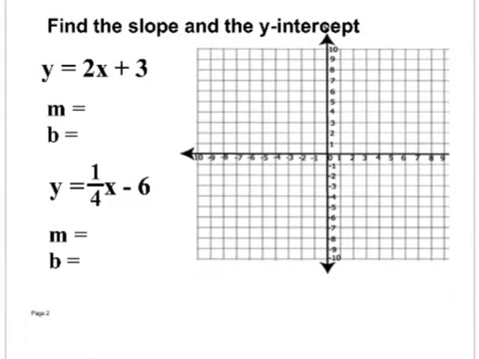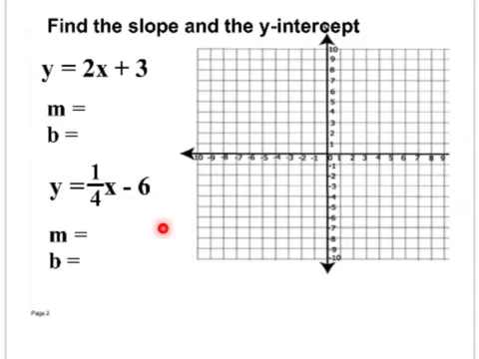What you need to do is write this down, find the slope and y-intercept, and write this line with m and b. You need to draw two graphs, one for y equals 2x plus 3, and another graph for y equals 1/4 x minus 6. For y equals 2x plus 3, I need to know m, which is my slope, and my y-intercept, which is b.